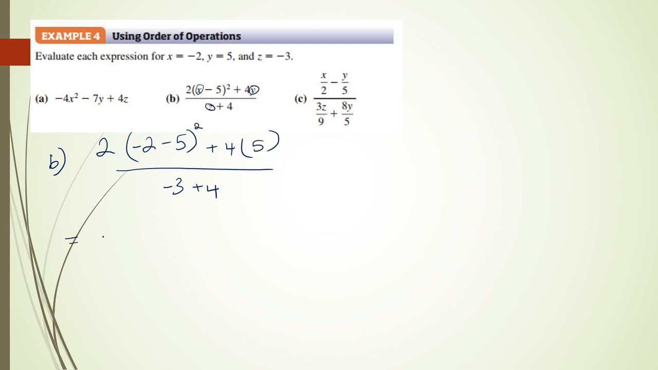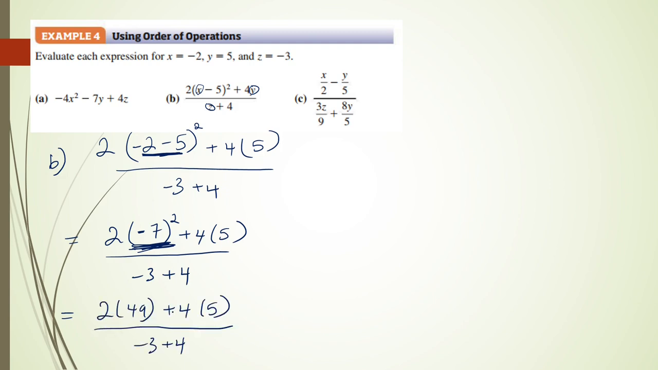And now we're going to simplify. In this case, we do have a parentheses. I have negative 2 minus 5, which is considered a parentheses. Negative 2 minus 5, that's negative 7. I'll just copy the rest for now and focus on the top. I have an exponent here. So let's simplify negative 7 squared, which is positive 49.